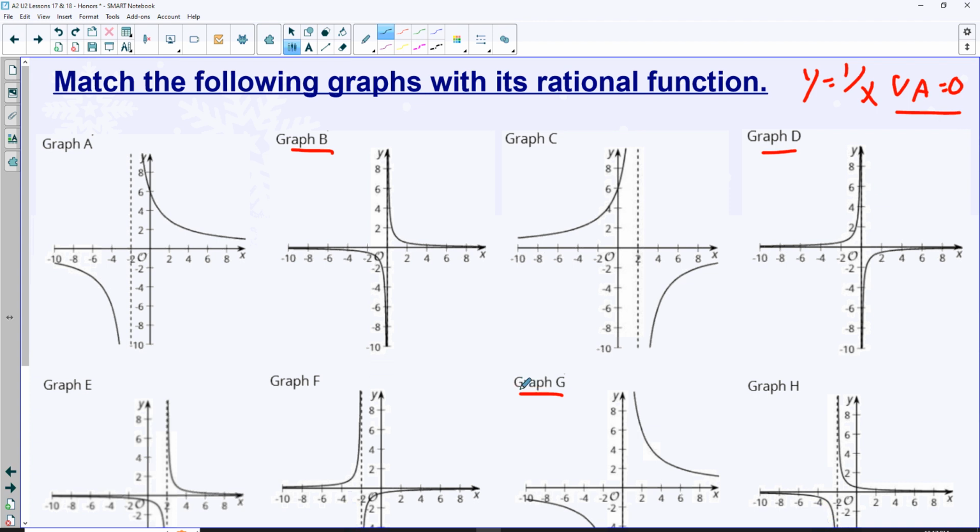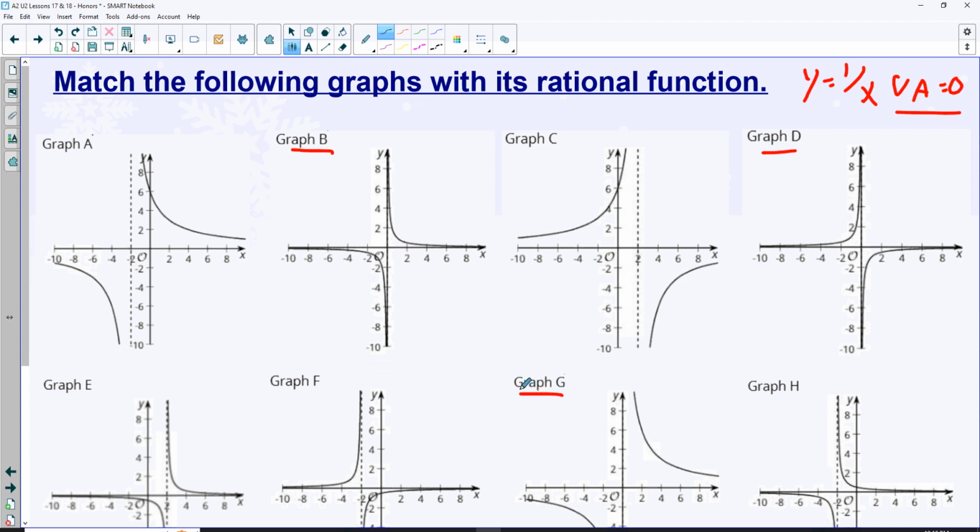Now, which one in this case makes a little bit more sense? I know that we kind of know what this is supposed to look like based on our previous work, but let's look anyway. Okay. Now, the next thing is, let's see if we can pinpoint the y-intercept. Okay, this graph has no y-intercept because you can't plug 0 in.